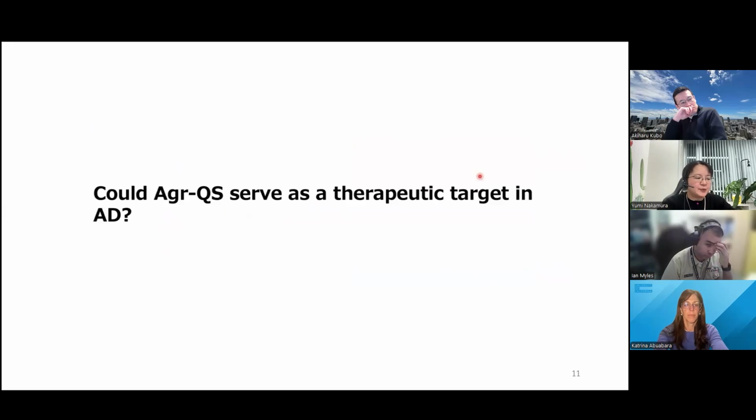At this point, based on the findings I've shown so far, I think a natural question arises. Could AGR quorum sensing itself serve as a therapeutic target in atopic dermatitis? In the following few slides, I'll discuss what current evidence suggests.